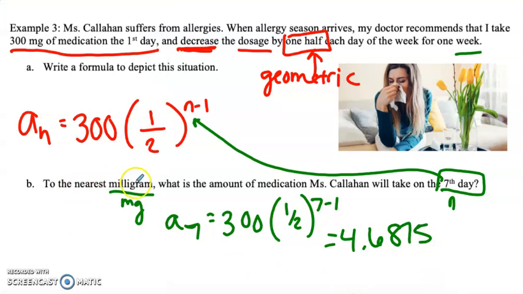All right, so I need the nearest milligram, which means no decimals, so we're going to round that to 5. So in the 7th day, I'm only taking about 5 milligrams of my allergy meds. Okay? All right. If you have any questions, let me know.